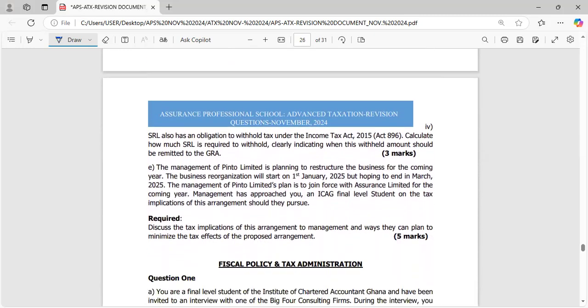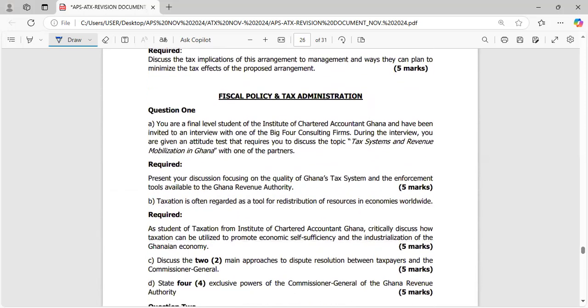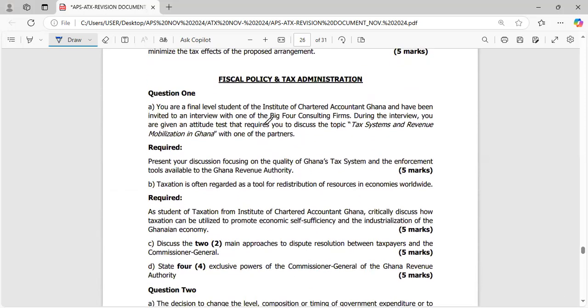So the rest of the questions are brief questions for you to go through. Now, the last two topics, fiscal policy and tax administration, are basically theory questions. This section is 20 marks. Fiscal policy is 10 marks and tax administration is 10 marks. And it is your duty to know what entails in the fiscal policy.